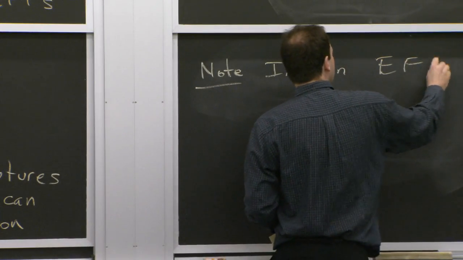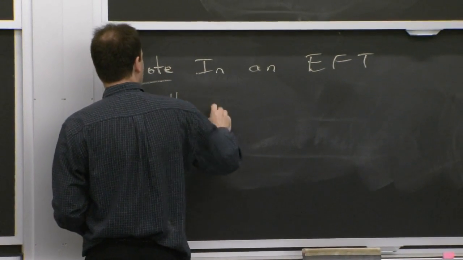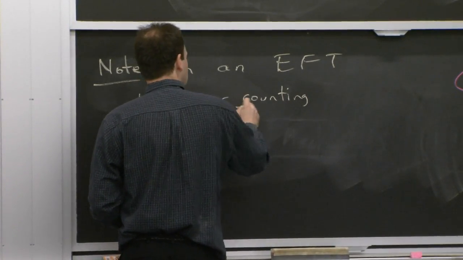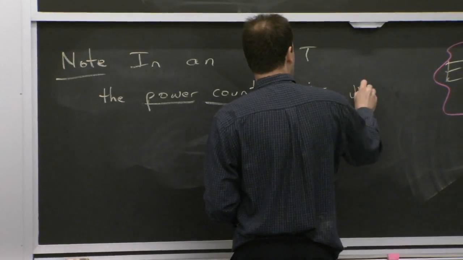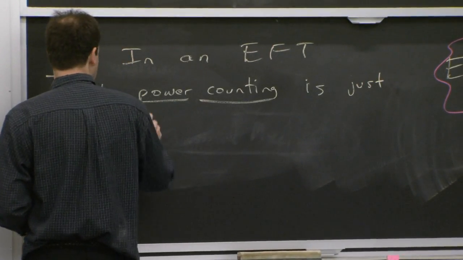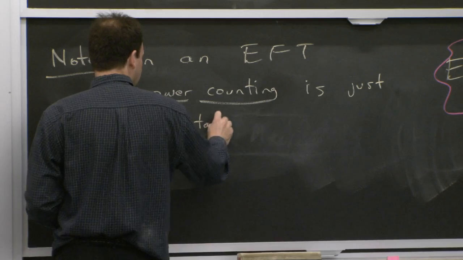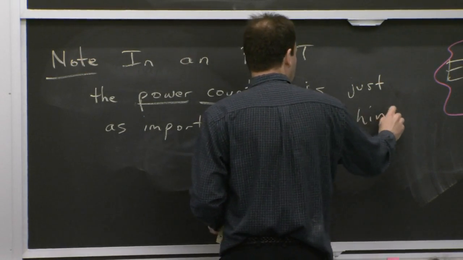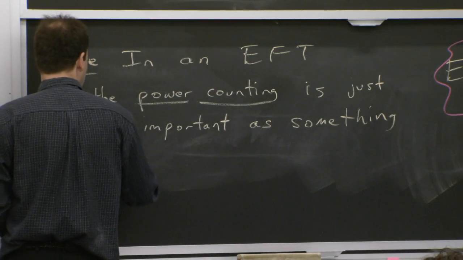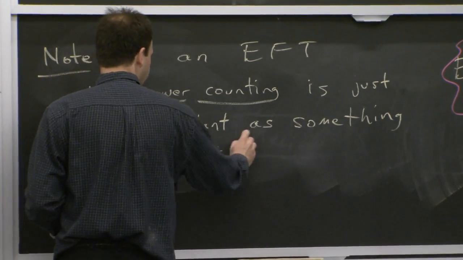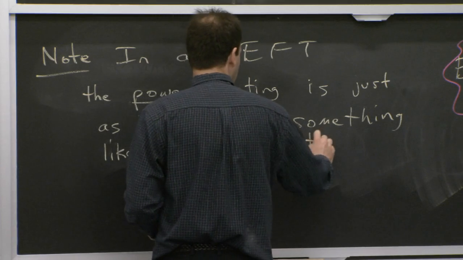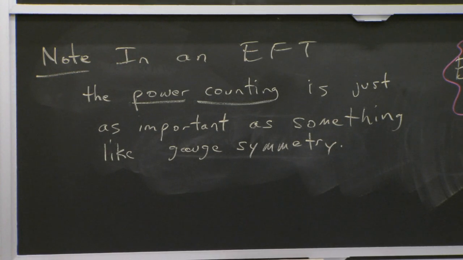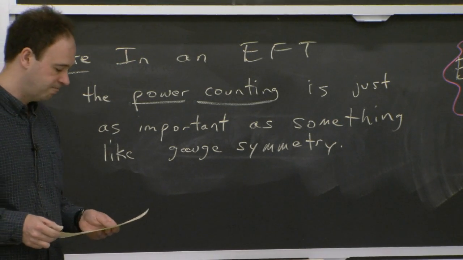So in an effective field theory, the power counting is just as important as figuring out things like symmetries, and in particular, just to make it clear that it's important, I'll compare it to gauge symmetry. It's really a fundamental ingredient in what you're doing and in the whole theory, because the power counting being consistent is actually necessary for the whole effective field theory to make sense.